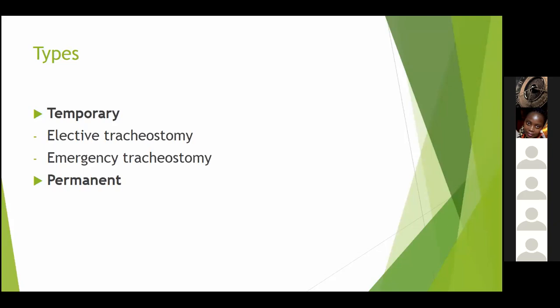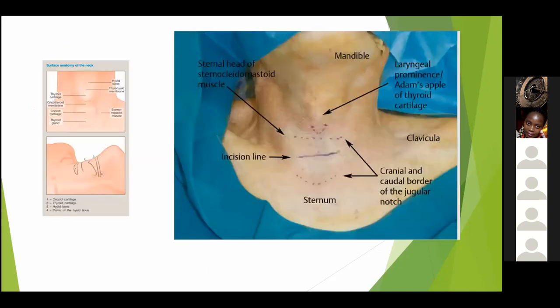For an emergency one, it's because of an emergency indication. Someone needs an urgent airway. So you have limited time. You have to save a life here. So that's basically the main difference between the two. Elective, the patient is stable. They are not at any risk at the moment, and you are allowed to schedule a time, the optimum time for both the doctor and the patient, and that's when the procedure is done.